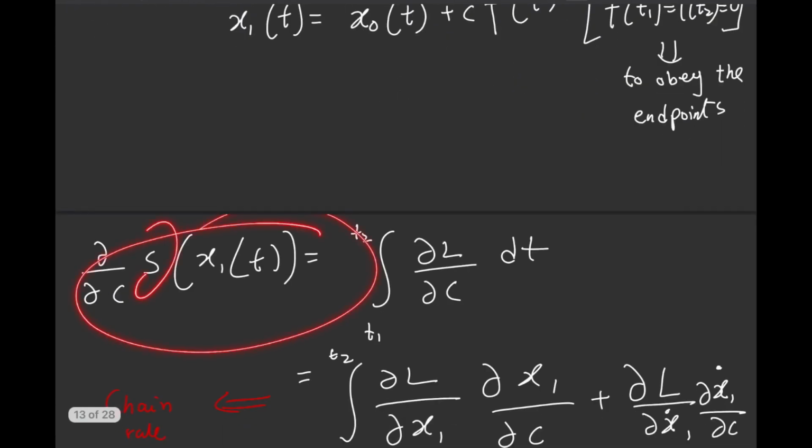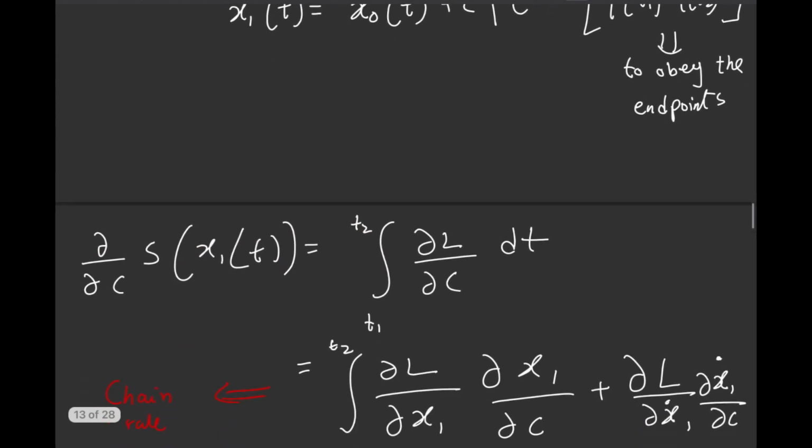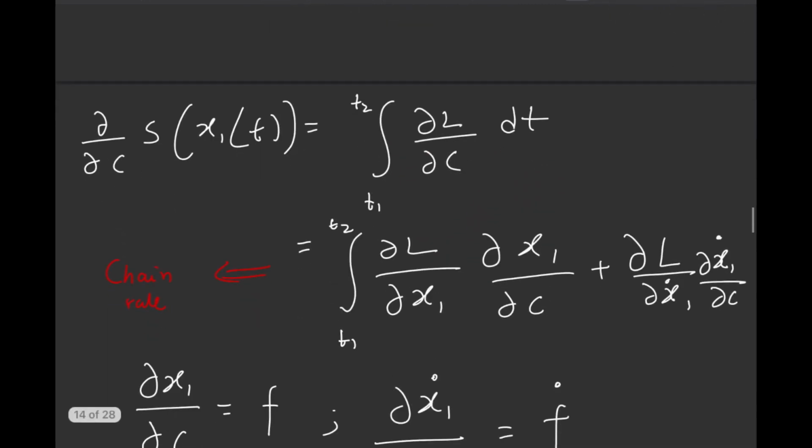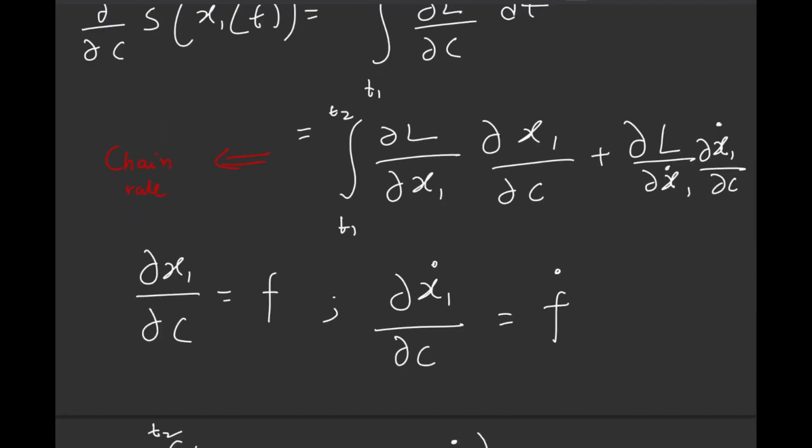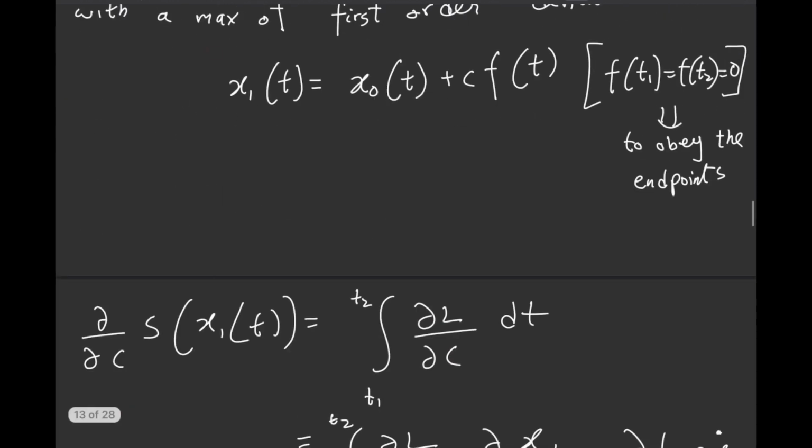Okay, so what do we do? We differentiate the action S of x1 t. So I'm writing the action in terms of x1 t. You just get dou L by dou c, dt. That would be the action. Now, since you integrated, you can just take the dou by dou c inside. Now I'm applying chain rule. Dou L by dou x1 into dou x1 by dou c plus dou L by dou x1 dot into dou x1 dot by dou c. Now dou x1 by dou c is nothing but f of t, and then dou x1 dot by dou c is nothing but f dot t.